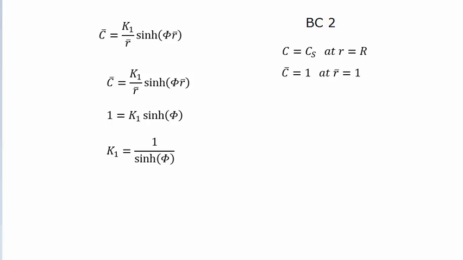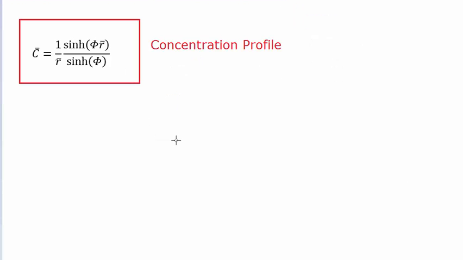What this tells us is that our final concentration profile is going to look like this. So c bar, our dimensionless concentration, is related to our dimensionless radius by the hyperbolic sine of the Thiele modulus times r bar, over the hyperbolic sine of the Thiele modulus, which is a constant, so it's not that bad. Alright, so what is actually going on? I'm going to try to explain.